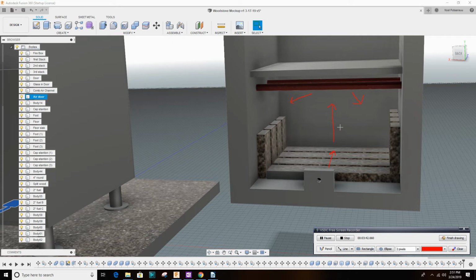Also know that the air going in cold rapidly heats up and is much less dense and moves quicker around corners. I'm going to clear the drawing and finish drawing.